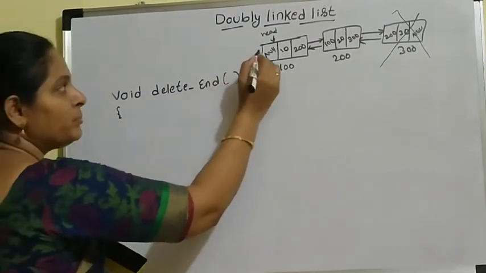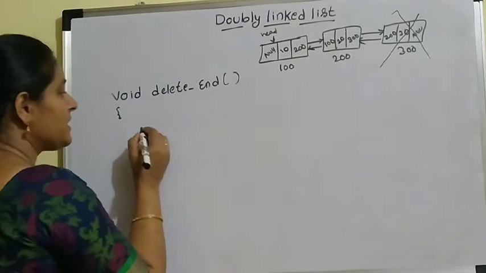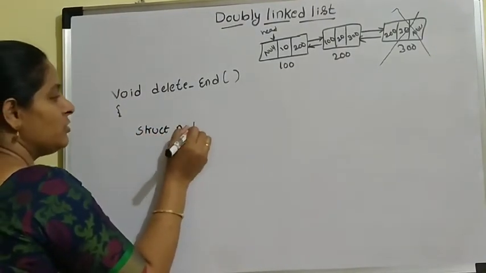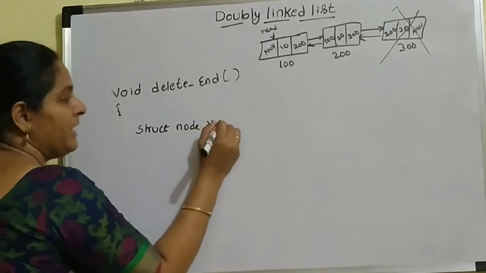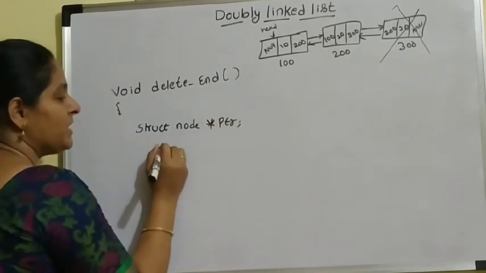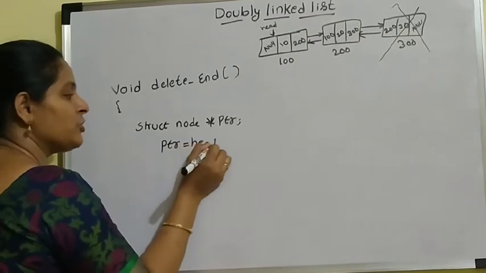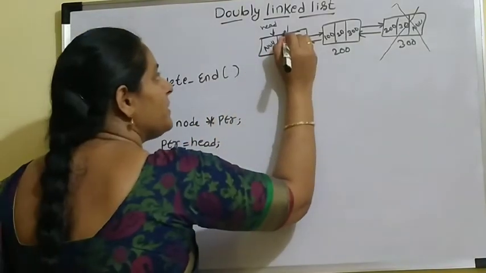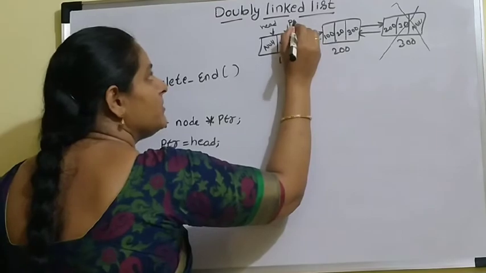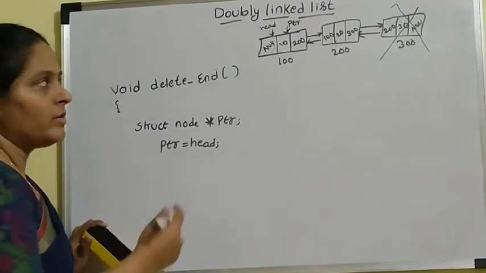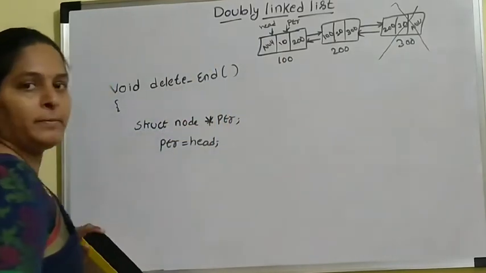So here, for finding the last node in the list, I am taking one extra pointer, struct node star PTR. Initially I am placing this PTR in the first node position. I am assigning head address to the PTR so that we can compare from the beginning. PTR in the beginning position.